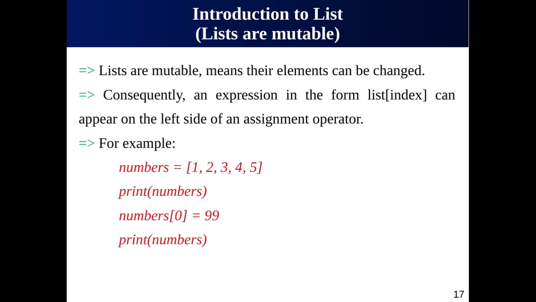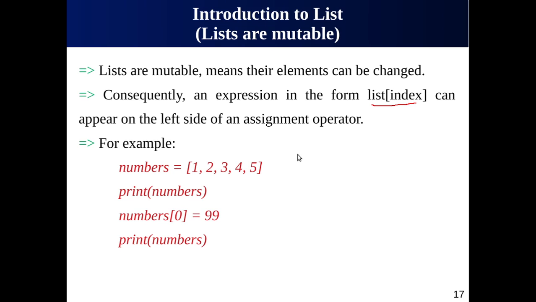Another property of lists is that they are mutable. As we just saw in the introduction, you can change the values of the list during the execution of the program, and that is possible with the list. Consequently, an expression in the form list[index] can appear on the left side of an assignment operator.